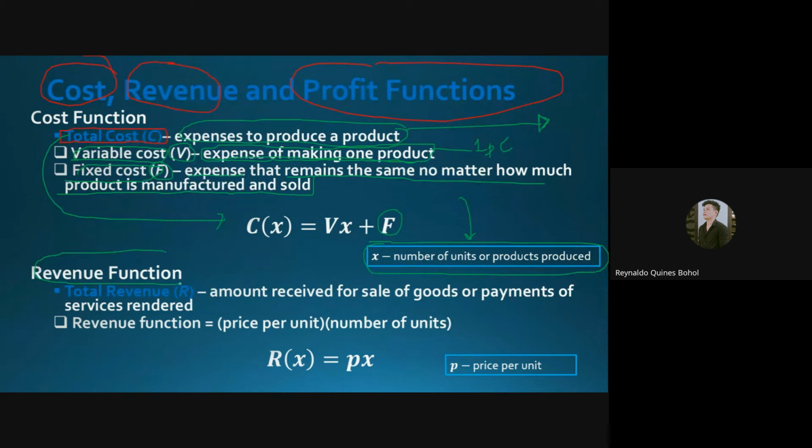Pero sa revenue, guys, revenue is R. This R is the amount received for sale of goods or payments or services rendered. Okay, kunyari, may nabenta ka na, one product, 100 pesos. Ibenta mo siya ng 500 pesos. Yun yung tinatawag na revenue. Okay? So, yung revenue function is price per unit, tapos number of units. Small letter T po tayo is price per unit. Yung presyo niya kada isang product.